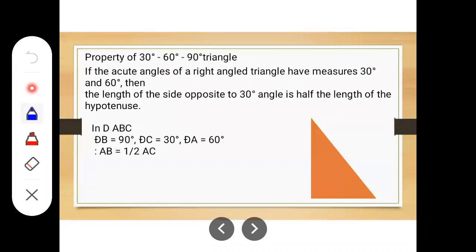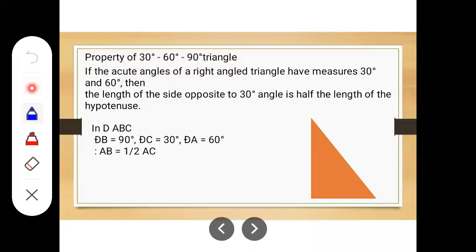Now the second property is very important, and it will be helpful in solving different examples in 10th standard also, so you have to learn it. Now see the property regarding the 30 degree, 60 degree and 90 degree triangle. The given triangle is of this kind.